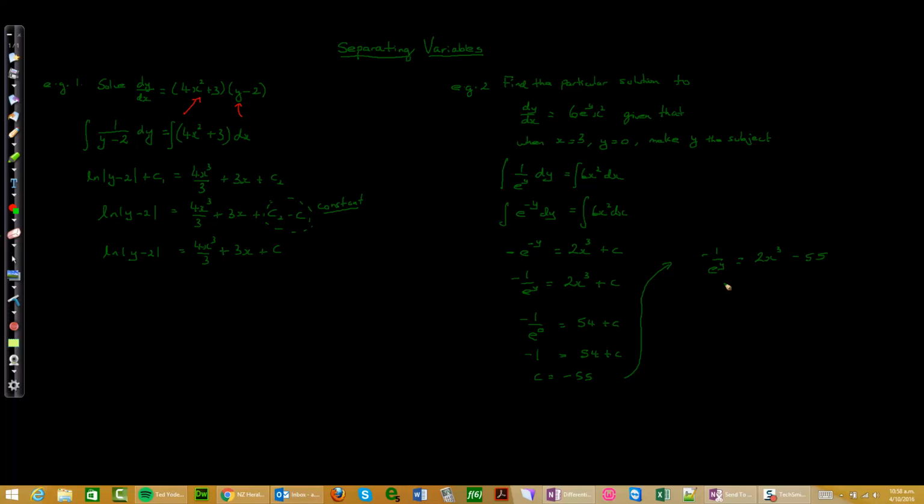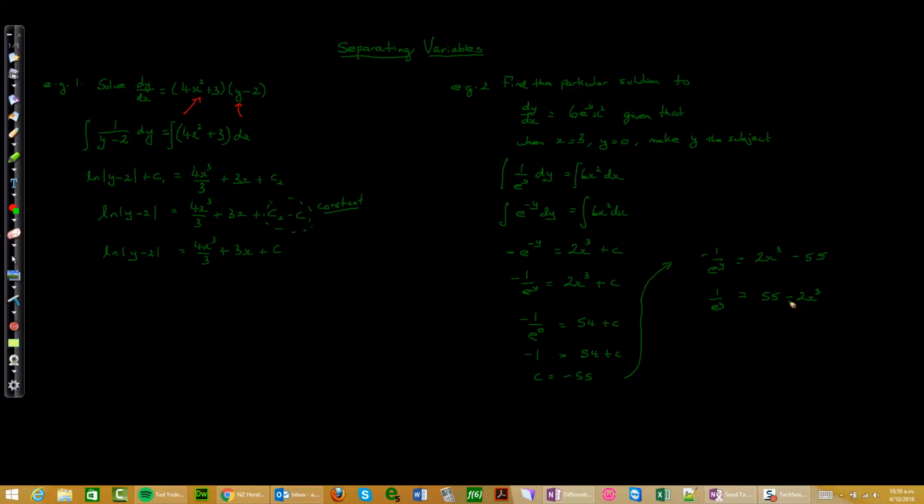Okay, now to make y the subject of this, there's a number of different ways this could be done. What I'm going to do is remove this negative here, and multiply each part of this equation by negative 1. It's a little bit easier to work with a positive left hand side here. That would become positive 55, this would become negative, so I'm going to put this as 55 minus 2x cubed.